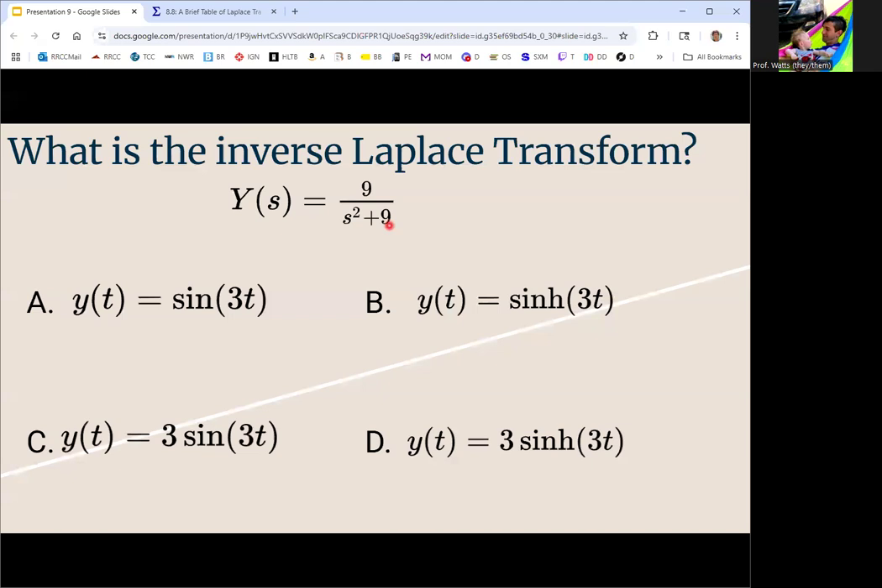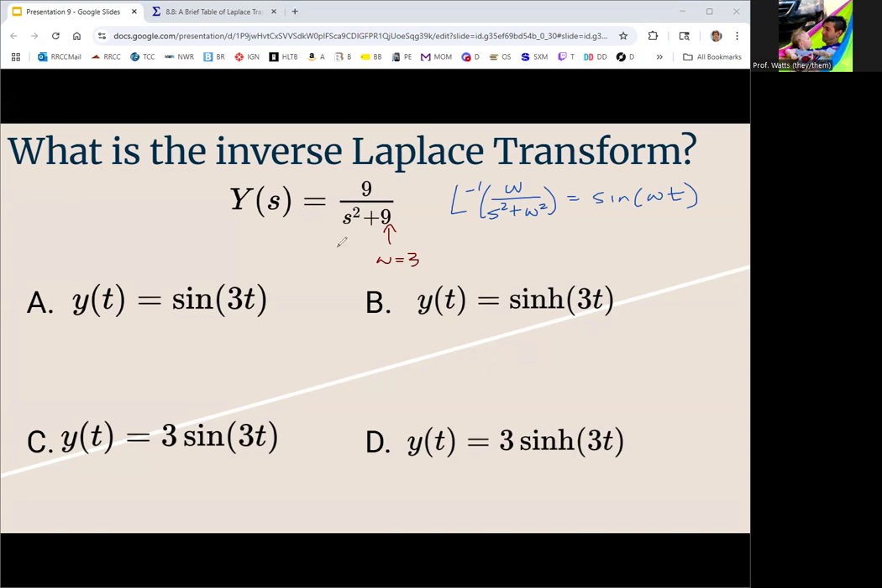But even having that, we need a little bit of work to be done. The Laplace inverse transform of omega over s squared plus omega squared is sine of omega t. Now, we see that we'd want omega to be 3, since we've got a 9 there, and that's 3 squared. But we don't have a 3 up in the numerator.